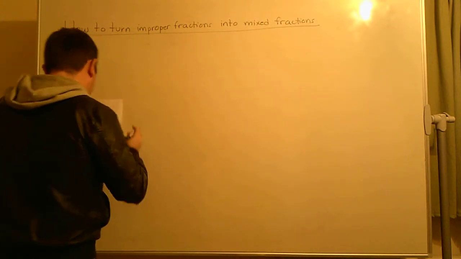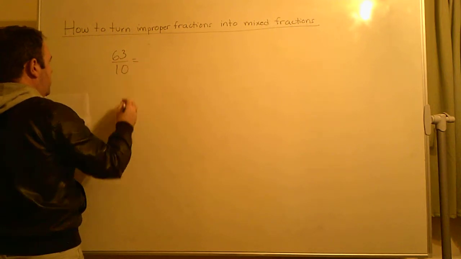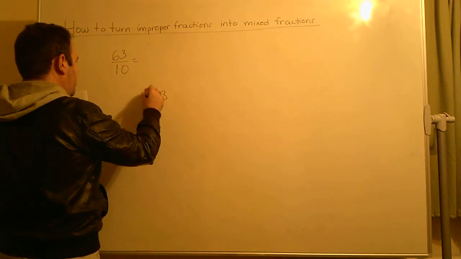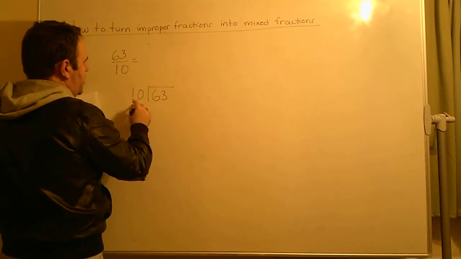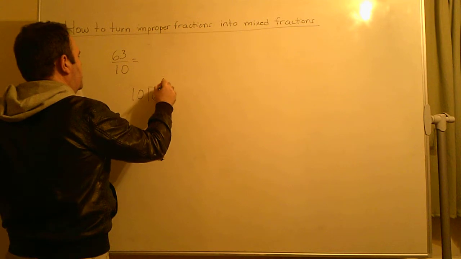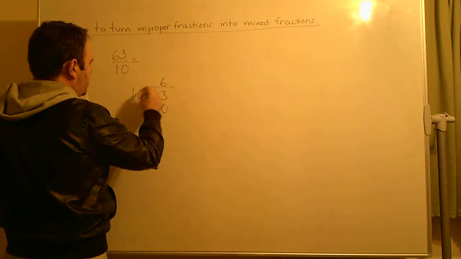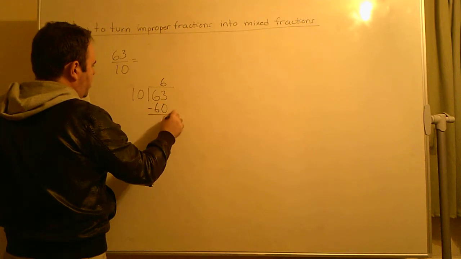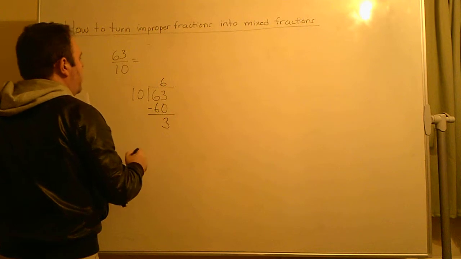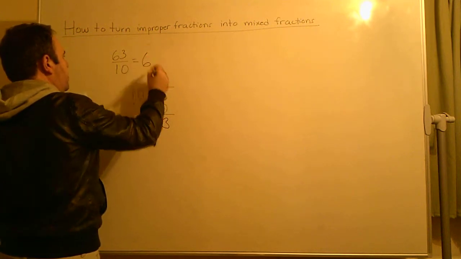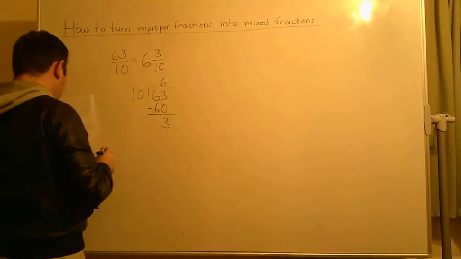Another example. 63/10. Well, once again, we divide 63 by 10. How many times does 10 go into 60? 6, yeah? Now 6 times 0 is 0, and 6 times 1 is 6, so 60, and we write on minus, yeah? 63 minus 60 is 3. So we take 6 here, then the remainder, which is 3, and then 10.